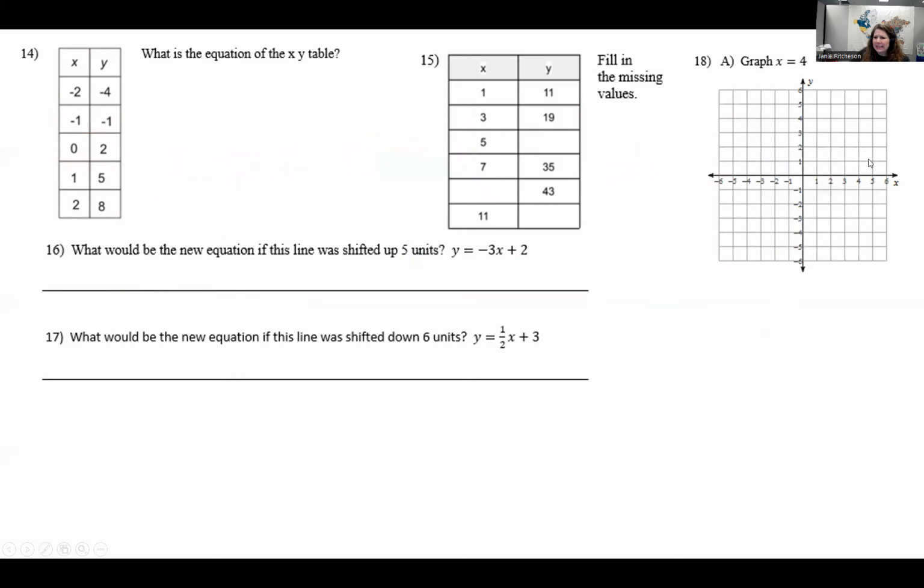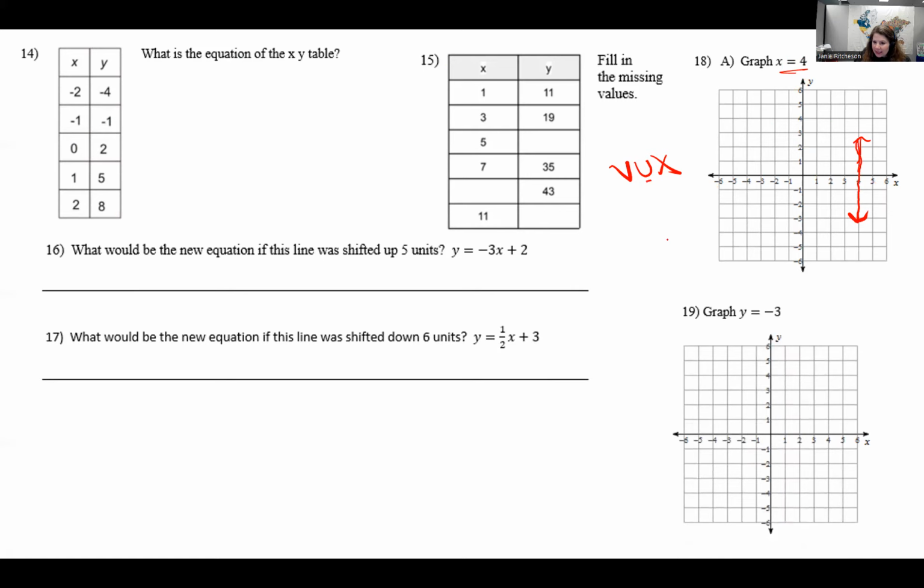Number 18. All right, this time there's only an x in the equation. So I'm thinking of the acronym VUX. I know that this represents a vertical line that has an undefined slope. So I'm going to find 4 on the x-axis. I'm just going to make a vertical line. There we go. That's the equation of that vertical line.